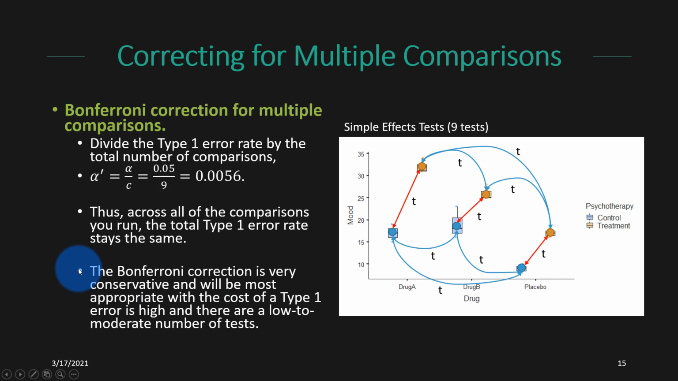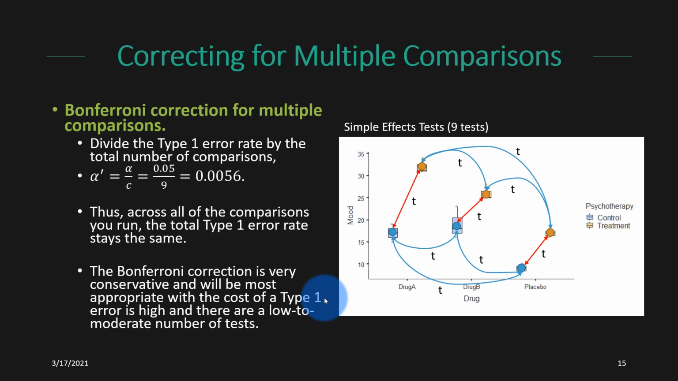So this Bonferroni correction is nice in its simplicity, but the thing is it tends to be a pretty stringent way of controlling your type 1 error rate, especially as the number of tests you're running gets bigger. You can see we only had 9 different tests here, and already we're setting a pretty high bar for how different 2 things have to be before we're willing to declare them statistically different. So the Bonferroni correction is very conservative, and it's going to be most appropriate when the cost of a type 1 error is high and there are a low to moderate number of tests that you need to run.